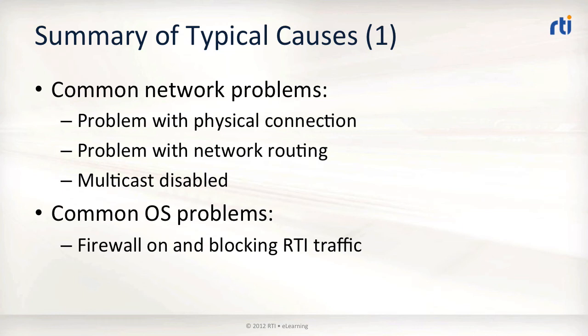Another common network problem would just be a problem with the network routing. Another common network problem is having multicast disabled on one or more of your switches or routers. And in fact, to go a little bit further, if you are traversing more than one router, then multicast will not traverse more than one router by default with our default QoS. The other typical causes include common OS problems, such as a firewall being on and blocking RTI traffic.